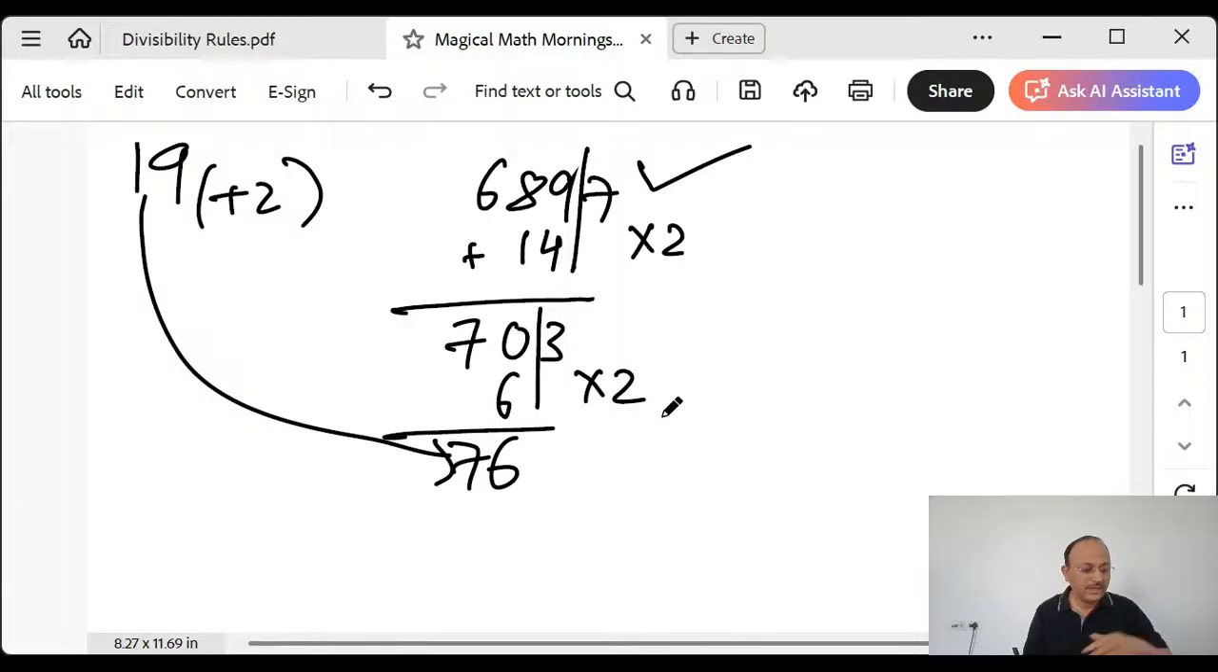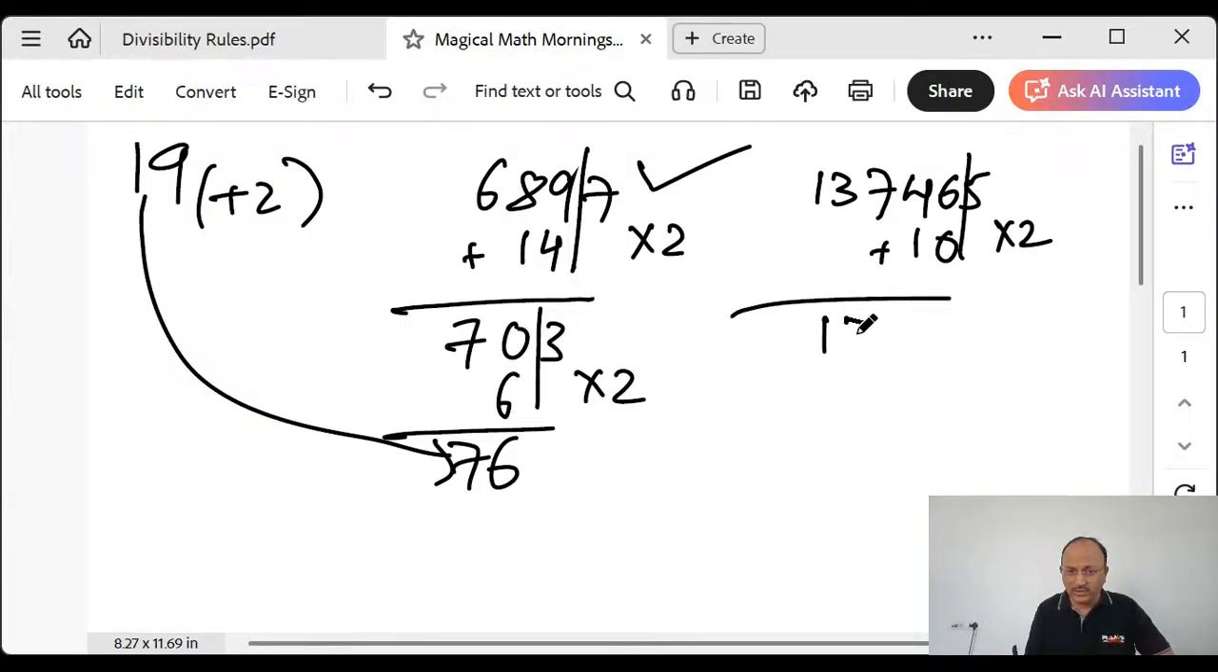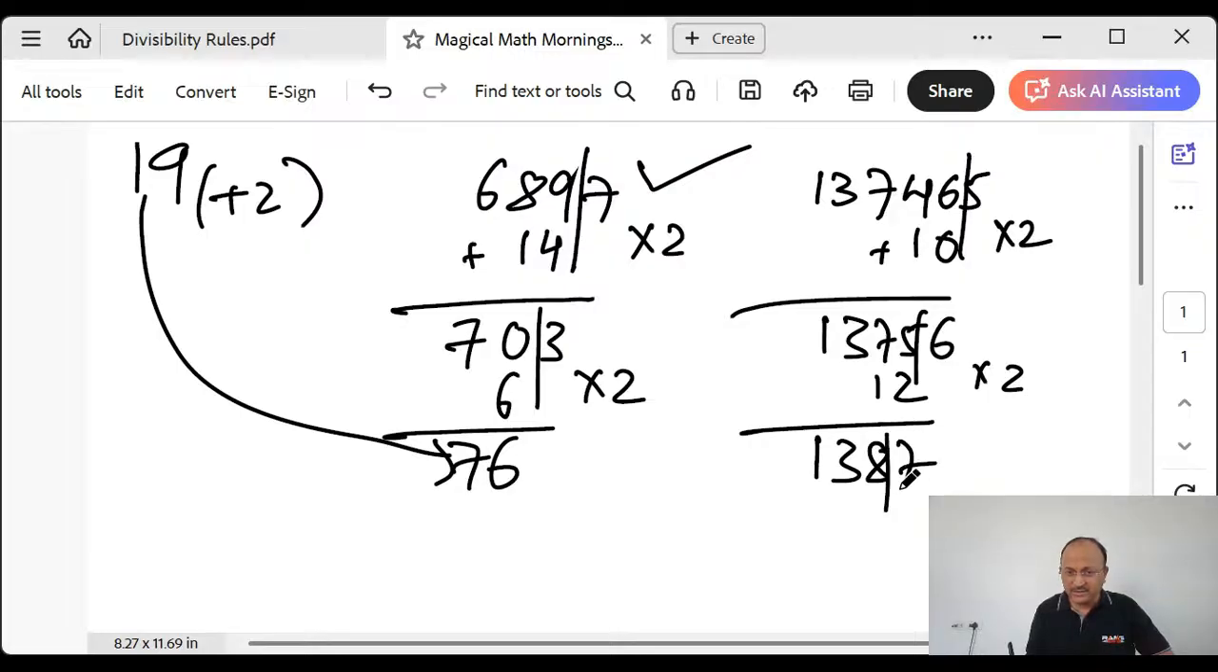Correct? Let's take one more number, a little bigger one. 137465. This you want to divide by 19. What will you do? Times 2: 5 twos are 10, you add it. 13756. Then 6 twos are 12, you add it. 1387. Then 7 twos are 14, you add it to this 5. 152. Yes, 19 eights are 152. Therefore, it is divisible by 19.